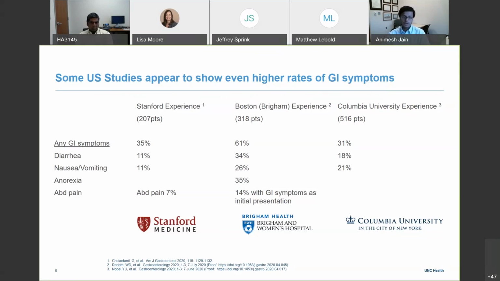Two interesting things that popped out: in Stanford, they had a decent number of patients with abdominal pain. And at the Brigham, they had 14% who started with GI symptoms as their initial presentation, although many of them may have developed pulmonary symptoms later on. They did not clarify in the report.